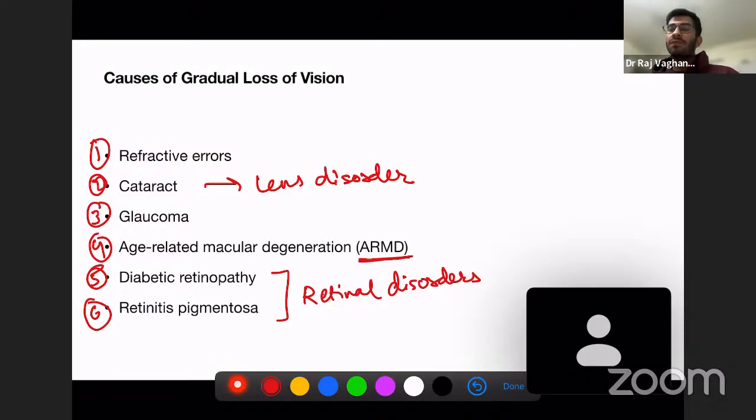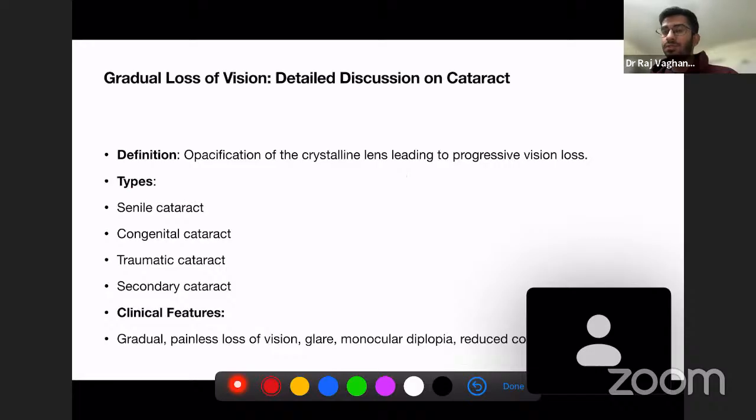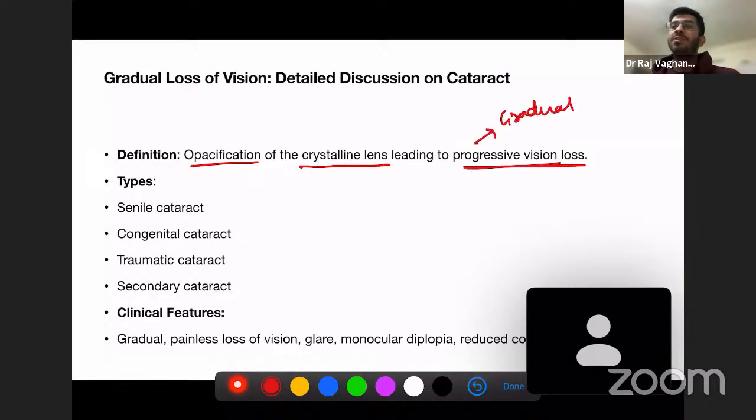Now, we will discuss only one of the causes for the gradual loss of vision in detail, that is cataract. We have already discussed cataract, but we'll discuss in short, not the whole discussion. As you know, the definition of cataract: it is an opacification of the crystalline lens leading to the progressive vision loss. Progressive means gradual, right?